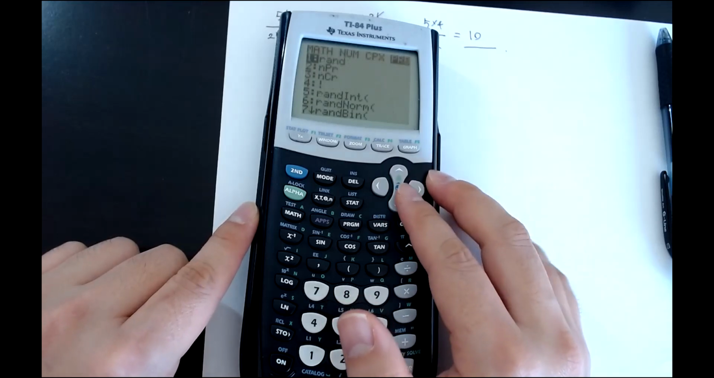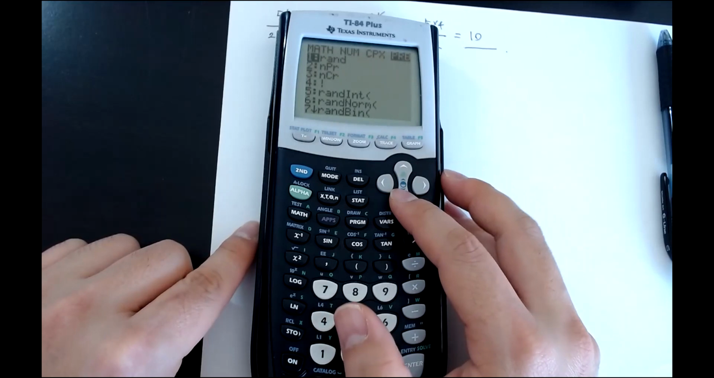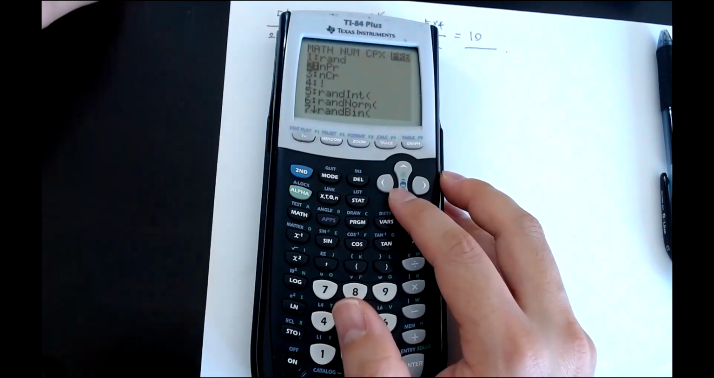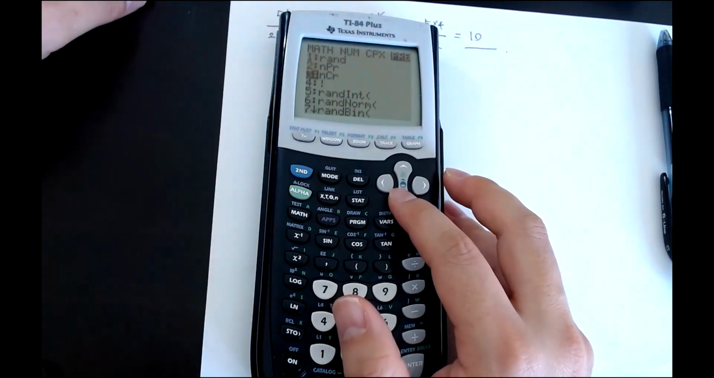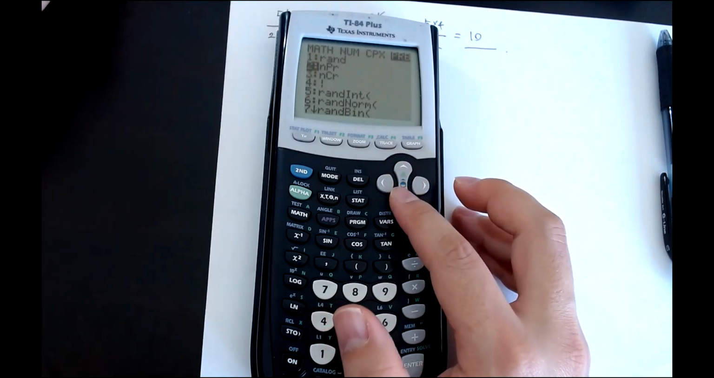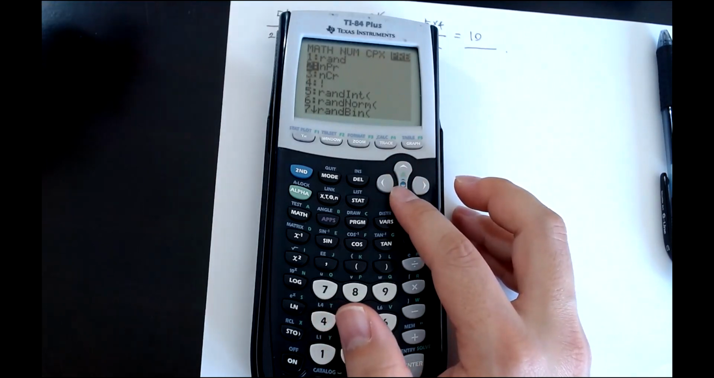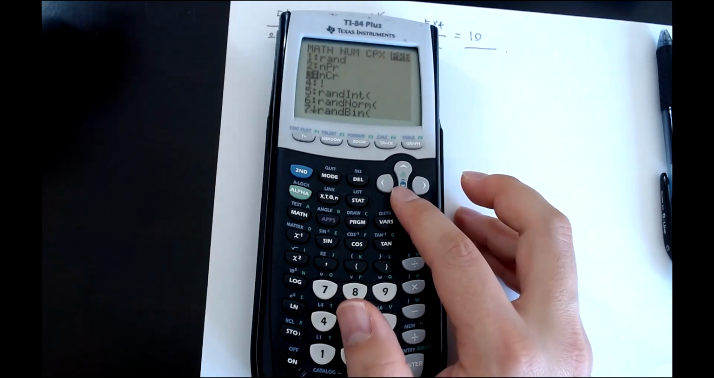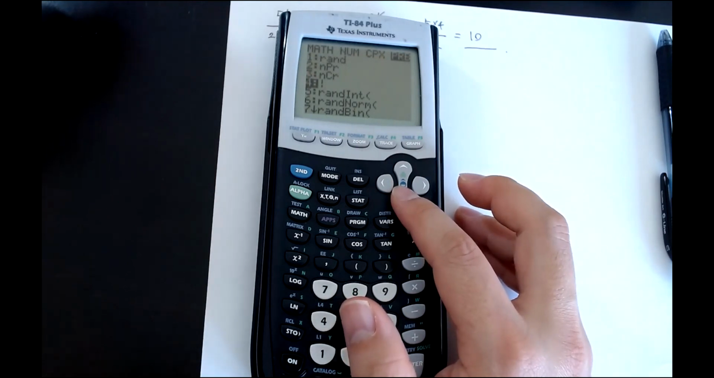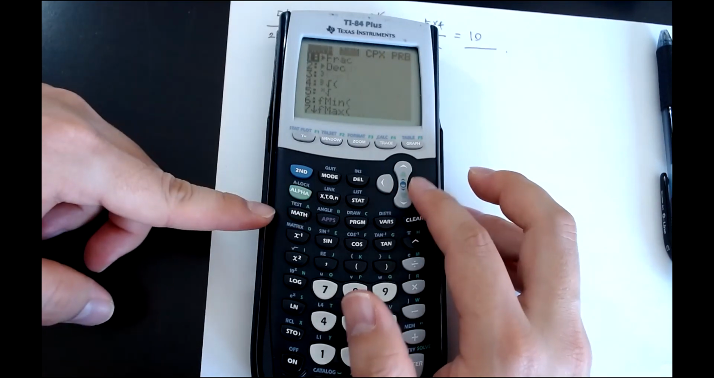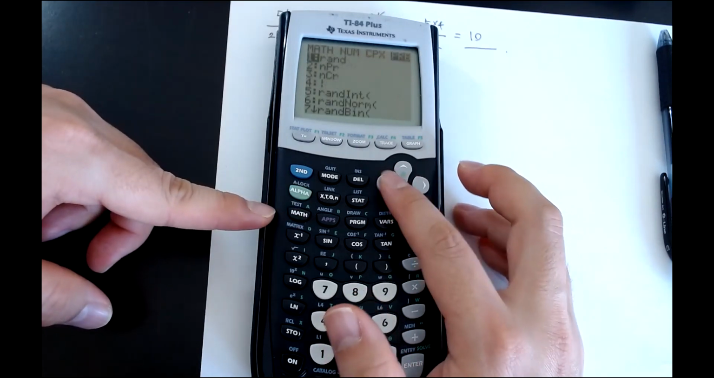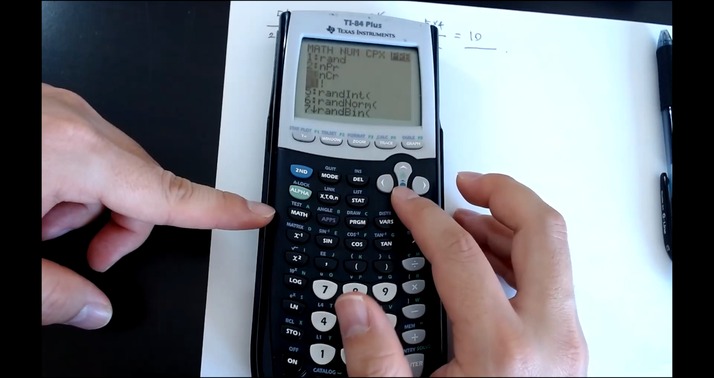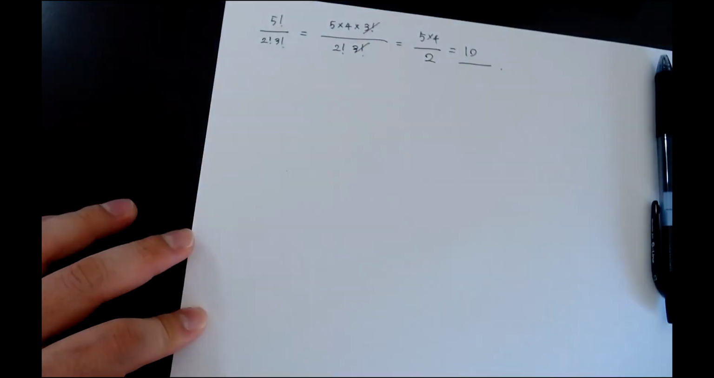So here you can calculate, you see the nPr right there, and then nCr. nPr is the permutation, the number of ways to select r elements out of n elements considering order. And nCr is the combination, and then you see factorial right there. So I press the math button and then go to probability. Then you see nPr, nCr, and factorial.